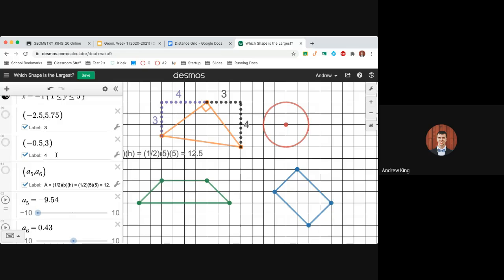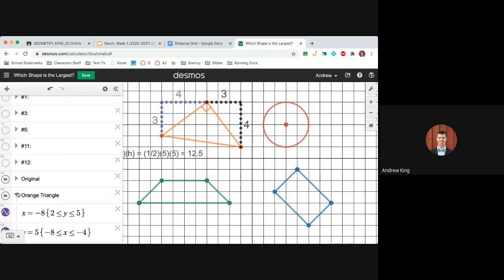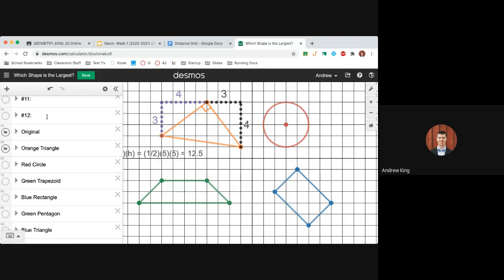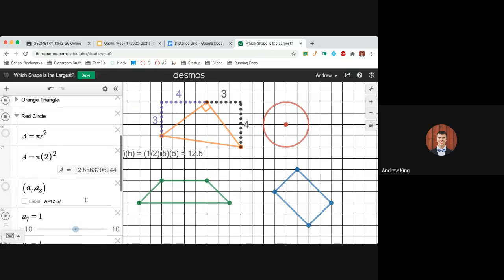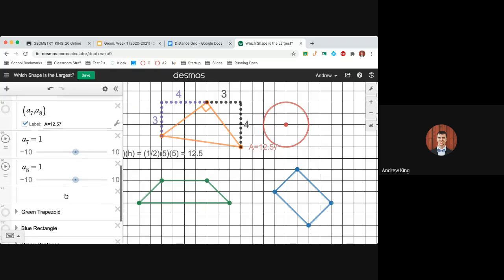Let's move on to the red circle. We are not too concerned about circles right now. We will be in January or February. But for right now, I can tell you that the area of a circle is pi times the radius squared, where the radius starts from the center and goes to the edge. That looks like a distance of 2. So we would take pi times 2 squared, which is just pi times 4. And we get about 12.566, which rounds up to 12.57. So this area is slightly bigger than the orange triangle, whether you believe that or not. It's slightly bigger. Again, not too concerned about that one for now.